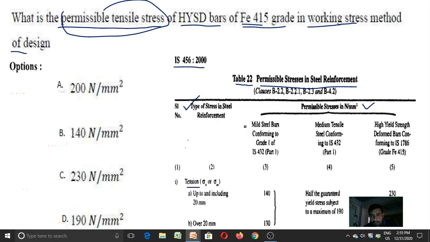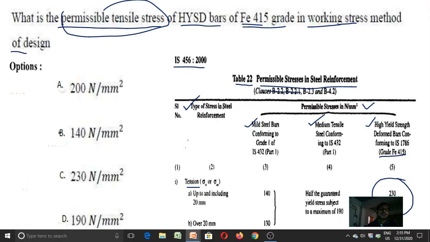So this is for mild steel, this is for medium tensile steel, and this is for HYSD bars of grade Fe415. For Fe415, the permissible tensile stress of HYSD bar according to IS 456:2000 Table 22 is 230 N/mm².